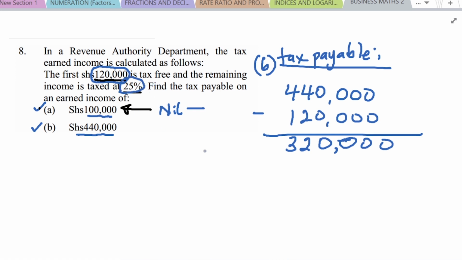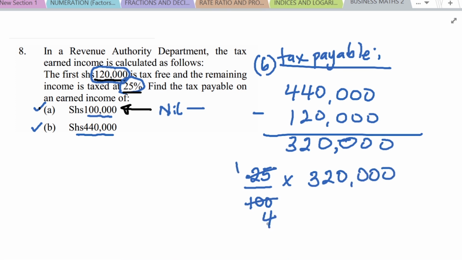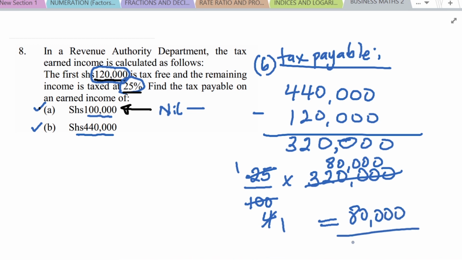So 320,000 is what is taxed, and according to the question the remaining income is taxed at 25%. So it will become 25% of that, and 25 once, by that is 4 times. Then we ask what is 32 divided by 4. 32 divided by 4 is going to give us 8. So that's by 4 ones, this is 80,000. So it means that the tax payable there is 80,000. Like that.